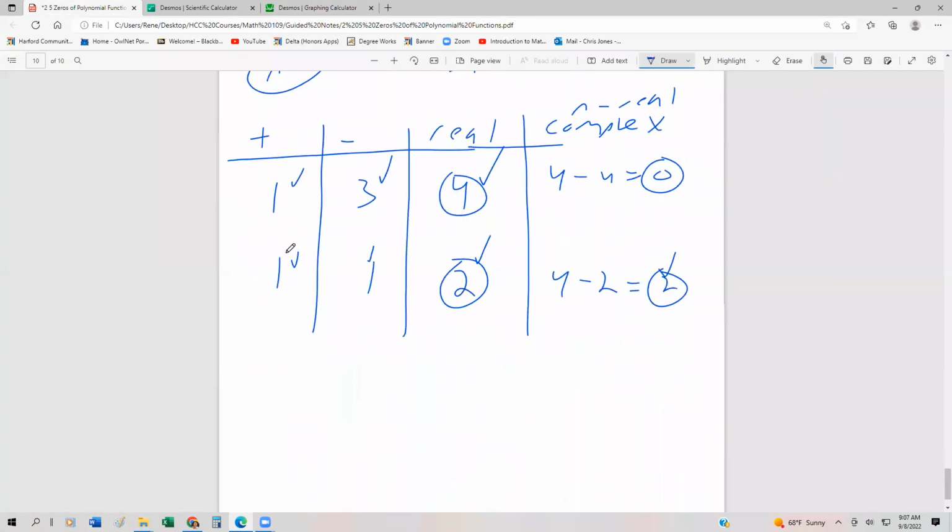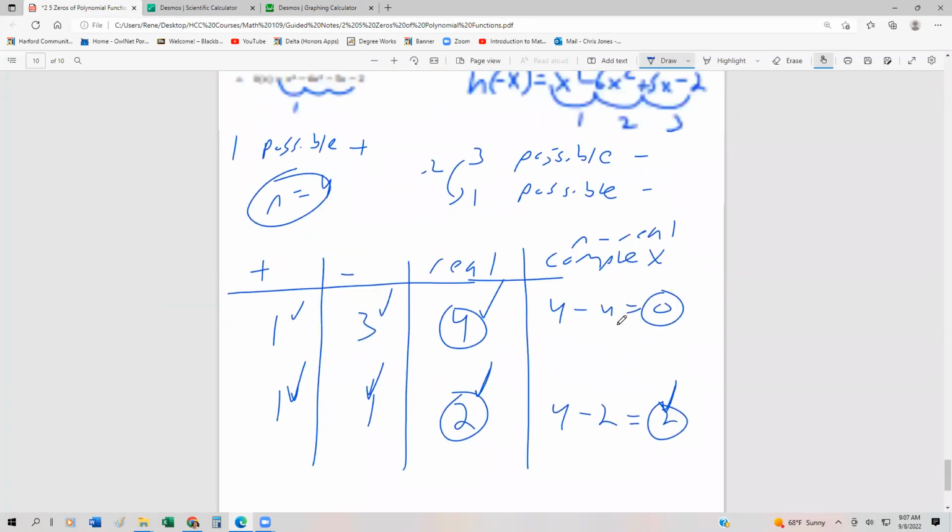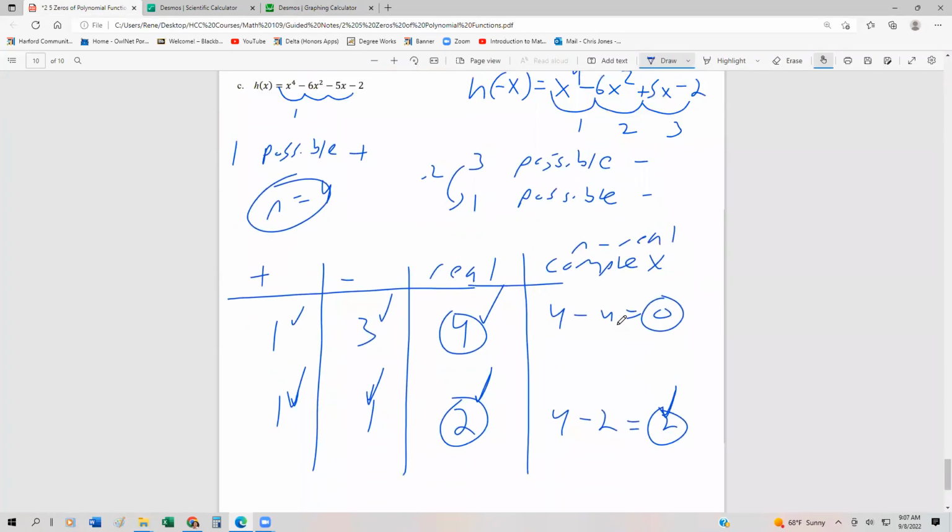And if you go down here, check that out. We have 1 positive, 1 negative. So 2 real roots and then 2 complex roots, because it doesn't cross the axis 4 times. If it crossed the axis 4 times, there would be 4 real roots, positive or negative. So that's how we can use Descartes' rule of signs. It's not meant to be too difficult, just helping you to see the possible number.